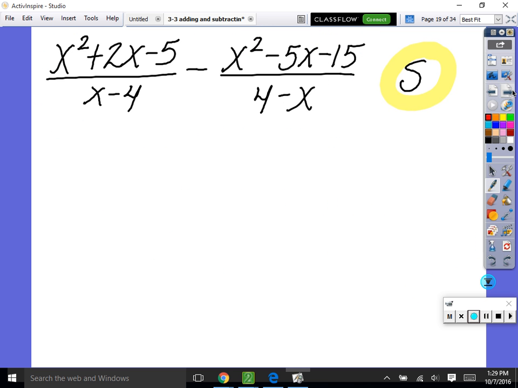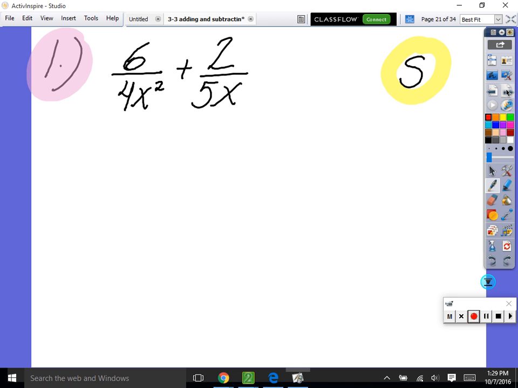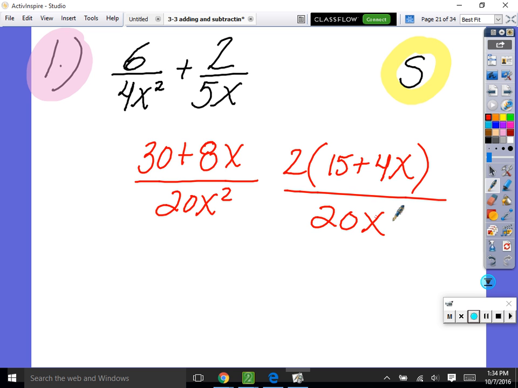How about you guys go for number 1 on the advanced worksheet. Ready, set, go. You all got to the point of this at least: 30 plus 8x over 20x squared. Then on top you factored out a 2. That left you with 15 plus 4x all over 20x squared. Now because they're multiplied, those divide out to be 1 over 10. So then we're good.